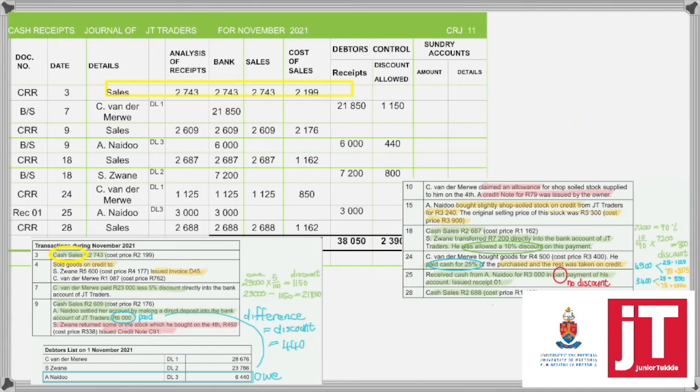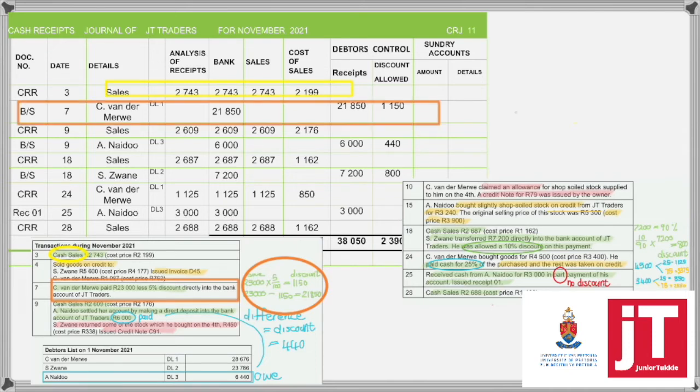Then bank statement, day 7 is where C. Van der Merwe paid the account directly into our account. And now you must notice direct payment is bank statement for the document number. It skips analysis of receipts because it was a direct deposit. The amount goes straight into my bank account.